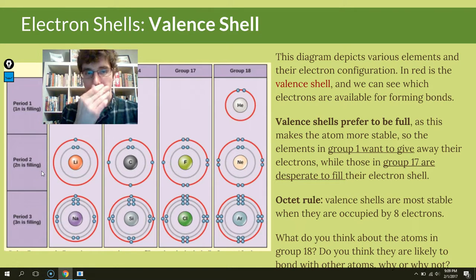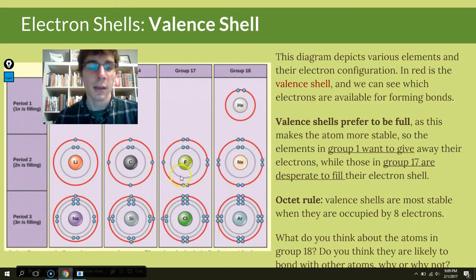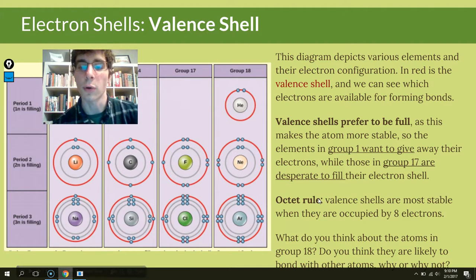Okay? And the idea here is that no matter what your valence shell is, you're going to be trying to fill it up. So this one is going to be looking for electrons. This one's going to be trying to give it off. We have this octet rule, which is a rule in chemistry, which says that valence shells are going to be more stable when they're occupied by 8 electrons. So anytime we come across different compounds, we're going to find out that the number of bonds it can make is dependent on its valence shell.